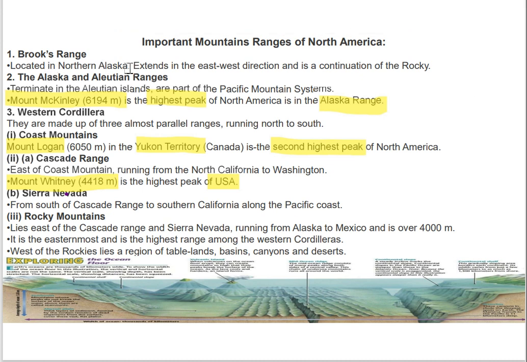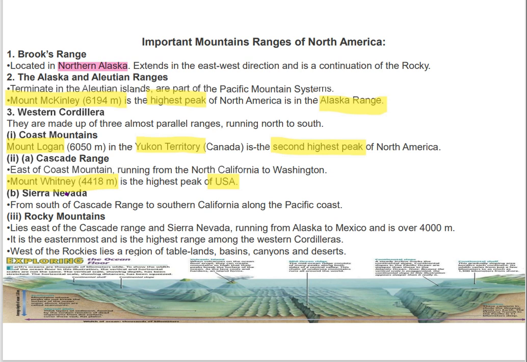Located in northern Alaska. Alaska is a territory that belongs to the USA, and it was purchased from Russia. It was a time when Russia was not big enough to manage its territory.